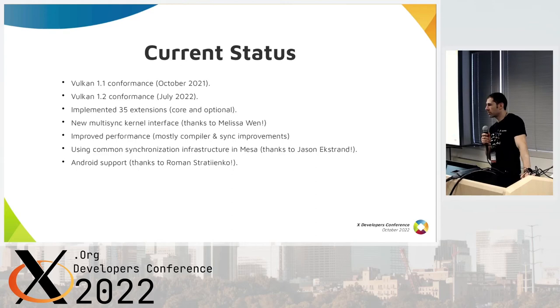We have also continued to improve the performance a bit, mostly with compiler backend optimizations, because that's usually where we have most of the bottlenecks in our driver, and also some synchronization improvements that we did. I will go into more details later. A big thing that happened also is, thanks to Jason, we are now using the synchronization framework from the Mesa frontend. And then we also got Android support, thanks to Roman Stratienko, which is interesting to us because it's not easy for us to find things that we can run Vulkan on the Raspberry Pi. So I guess having Android support opens up some new opportunities for us.